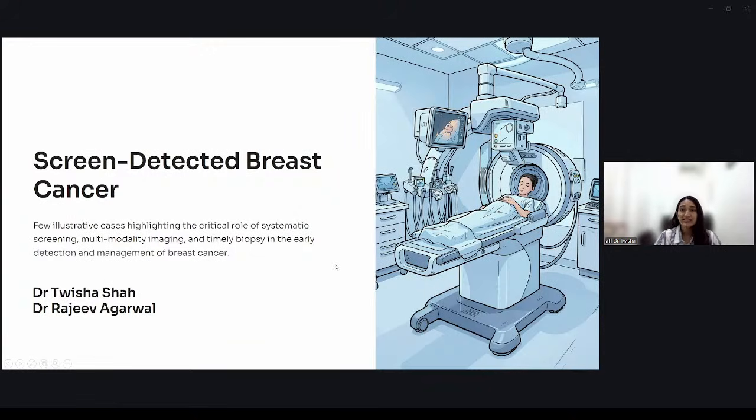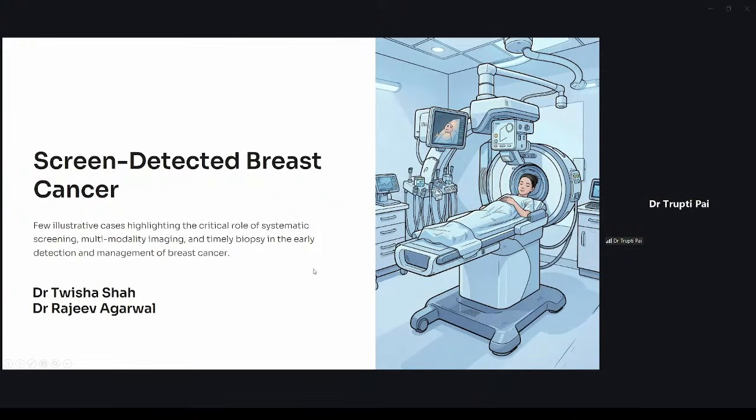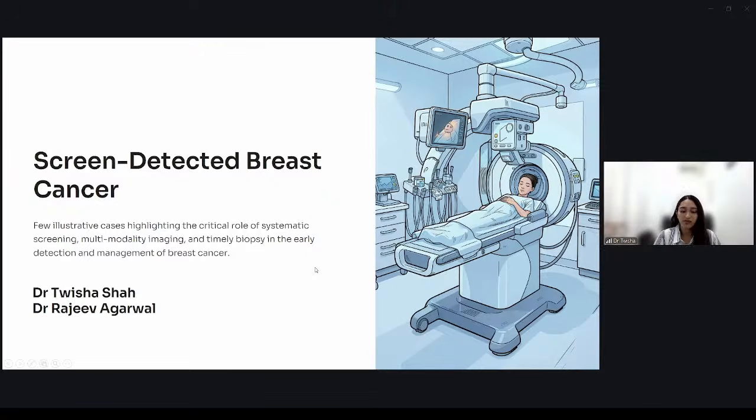We are all aware that screen-detected breast cancer presents with a unique set of challenges in terms of diagnosis and management. They are often non-palpable lumps. They are very subtle on imaging and have a very wide variety of presentations, and they need very careful radiological and pathological correlation to help us with the treatment decision. So today we'll be discussing 3 such cases.